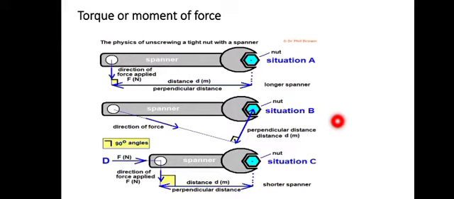The product of force multiplied by moment arm gives us the turning effect, the torque. So when we reduce either factor, force or moment arm, the turning effect produced will be less.